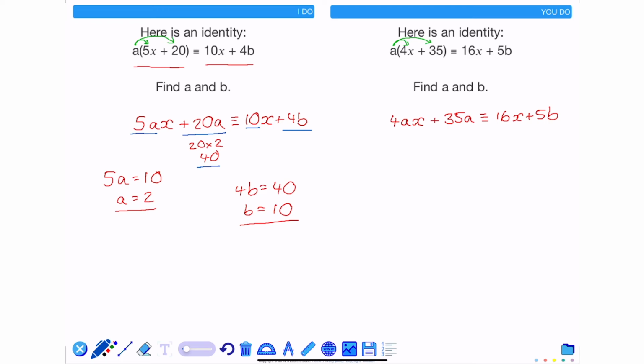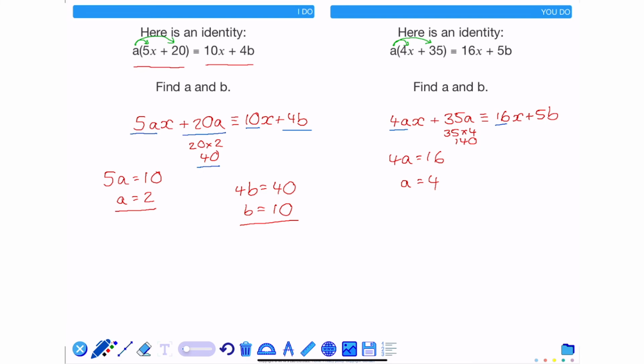So equating the coefficient of x, 4a and 16 will give 4a is equal to 16, which leads to a is equal to 4. If I now know that a is equal to 4, the second term, 35a, will now become 35 times 4, which is 140.